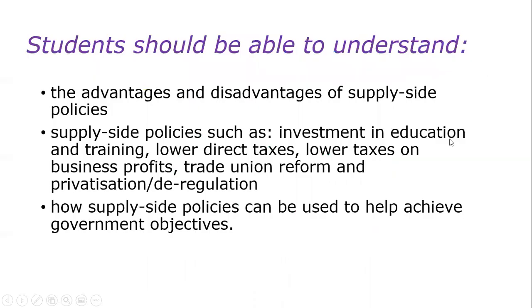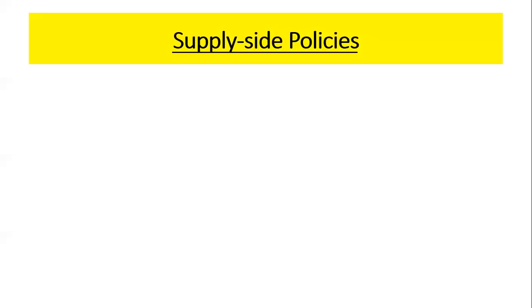So if we look at what you need to know for the exam, you need to know about the advantages and disadvantages of supply side policy. Why are these good? Why are they not so good? What are the unintended consequences that come with investment into these supply side policies? In particular for AQA, the examiners have asked that you know about investment in education and training, that you know a bit about what happens if the government lowers direct taxes, lowers taxes on business profits, trade union reform, and privatisation and deregulation. You will also need to revert all of this back to how supply side policies are used to help achieve government objectives.